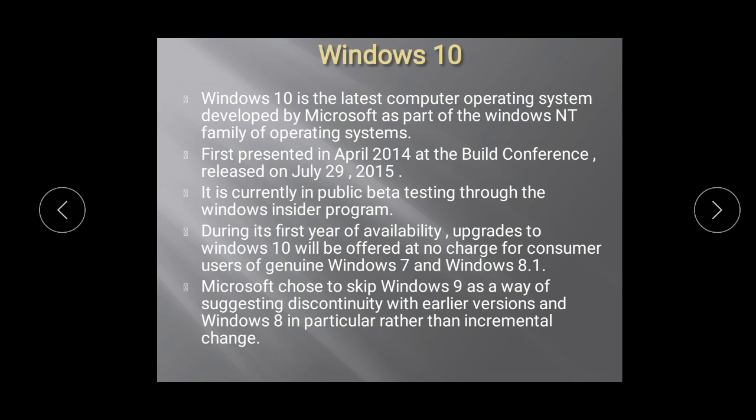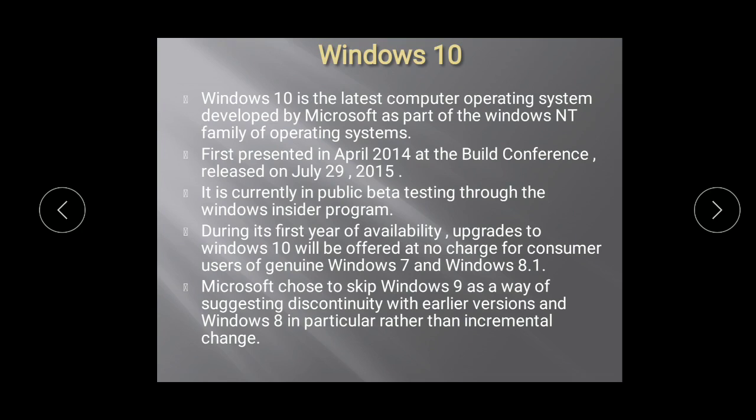During its year of availability, upgrades to Windows 10 will be offered at no charge for consumer users of genuine Windows 7 and 8.1. So those who are using Windows 7 or 8.1 will get an upgraded version of Windows 10 free of charge. And Microsoft chose to skip Windows 9 as a way of suggesting discontinuity with the earlier versions and Windows 8 in particular, rather than incremental change.